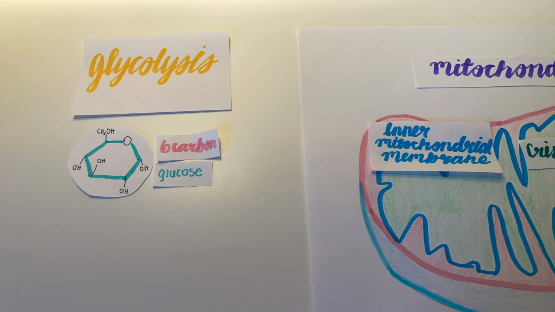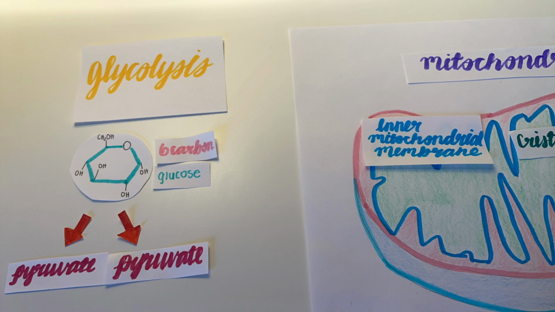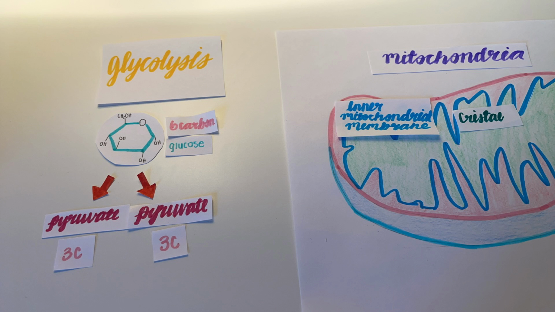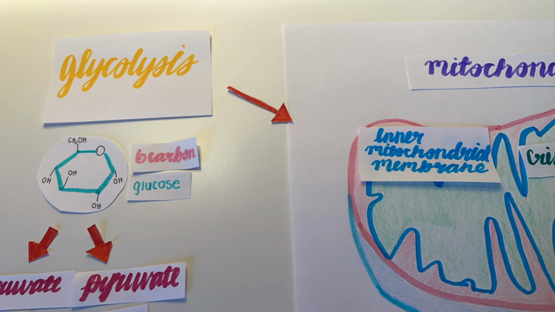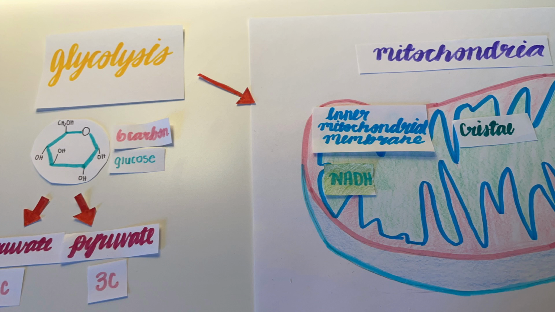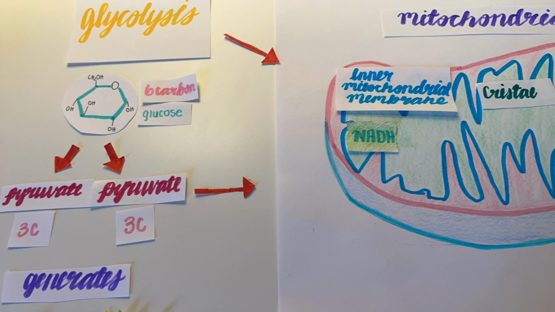In glycolysis, glucose, a 6-carbon molecule, is broken down into 2 molecules of pyruvate. Pyruvate are 3-carbon molecules. For 1 glucose molecule, 1 ATP is generated. Another thing that is made from glycolysis is NADH.